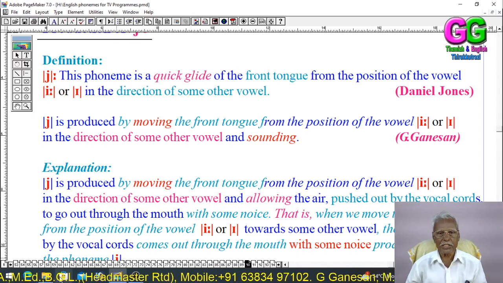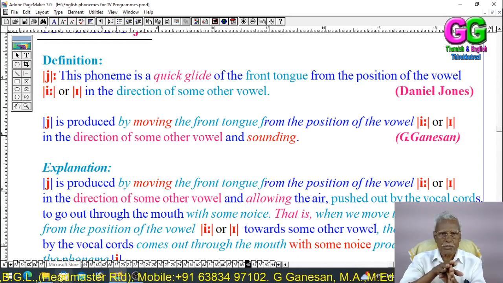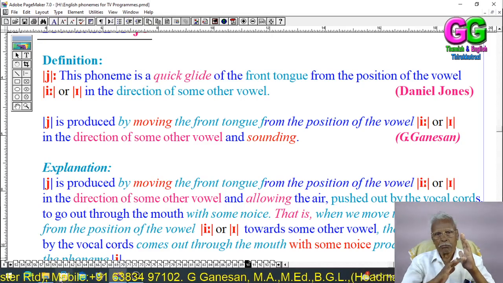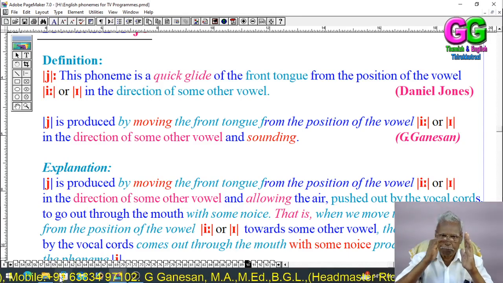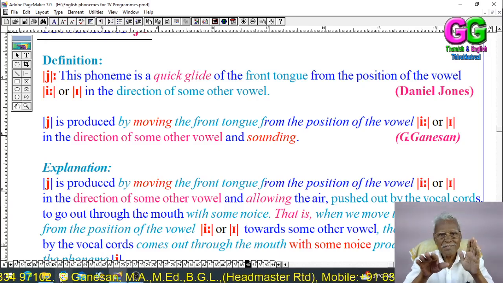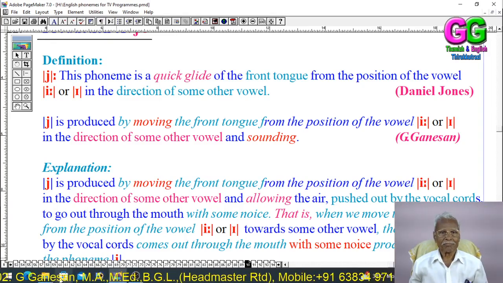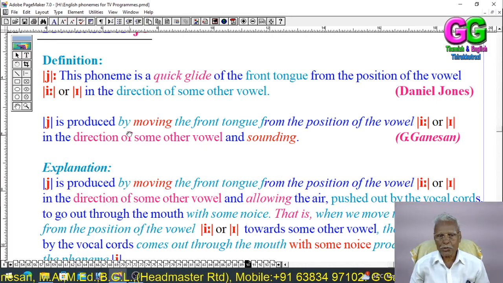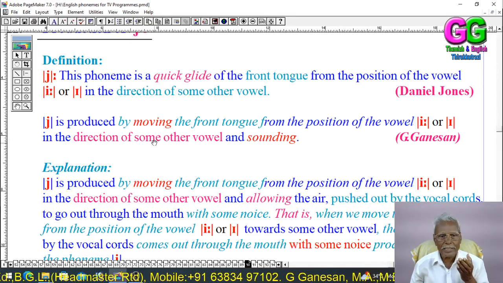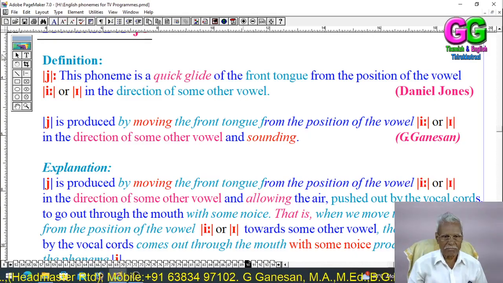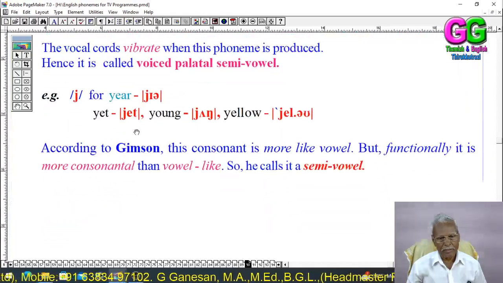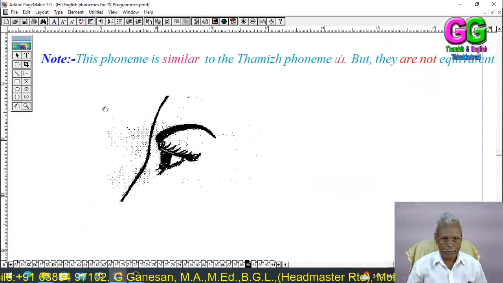This is my definition. That is, y is produced by moving the front tongue from the position of the vowel i towards some other vowel and sounding. First let us see the diagram, and then we will come to the explanation.